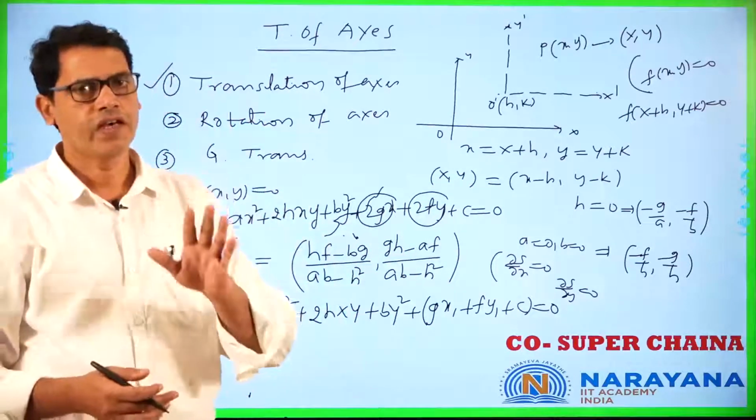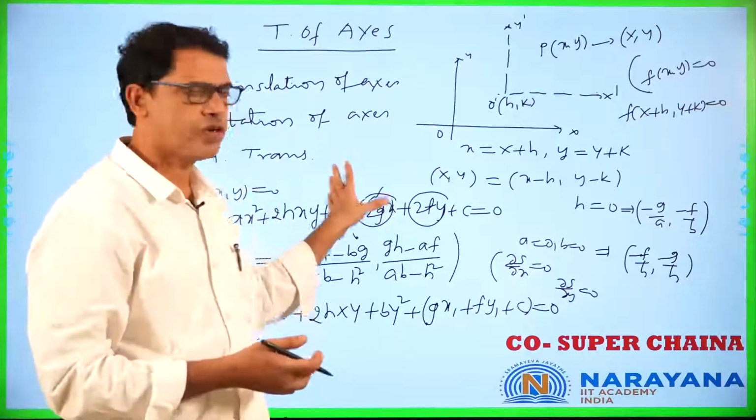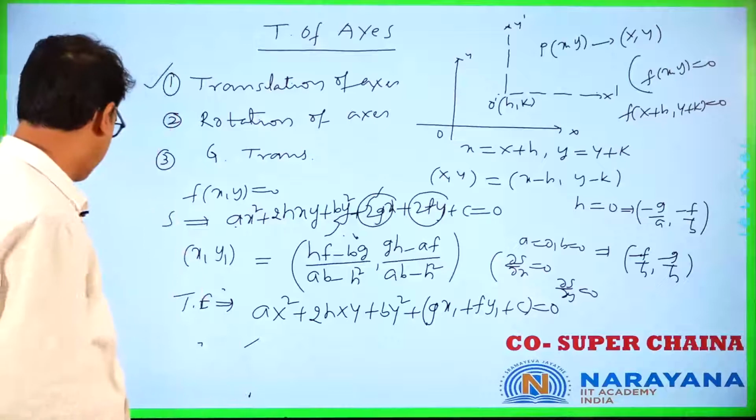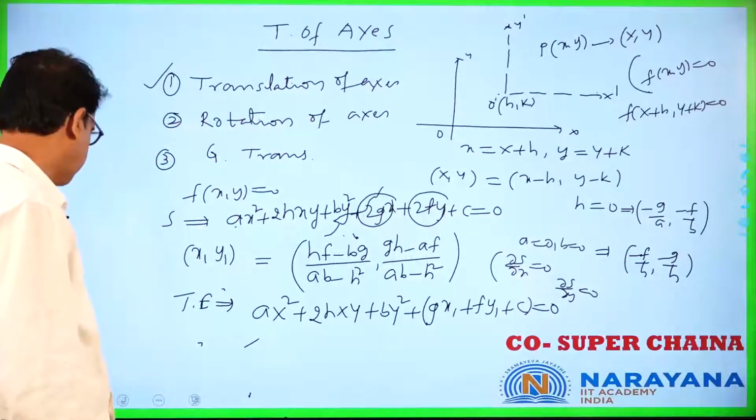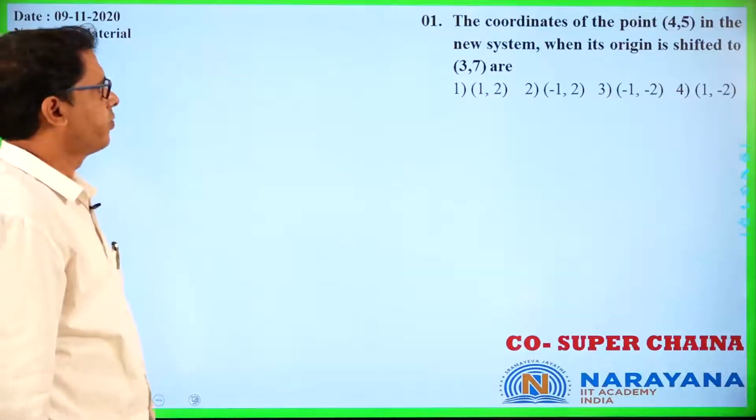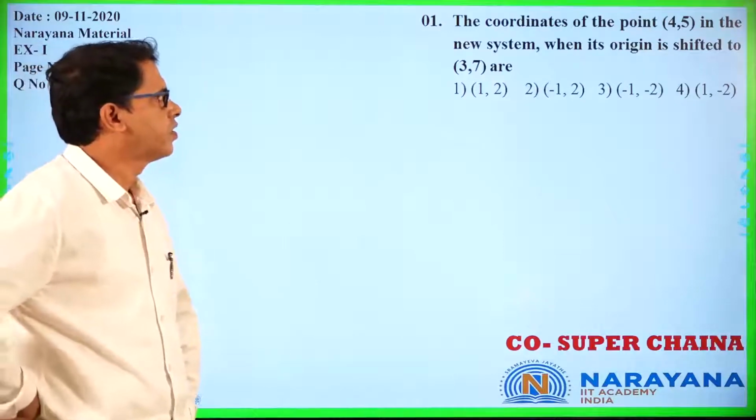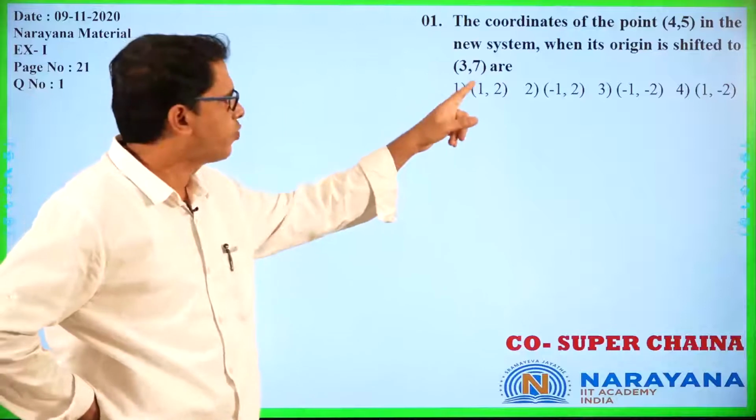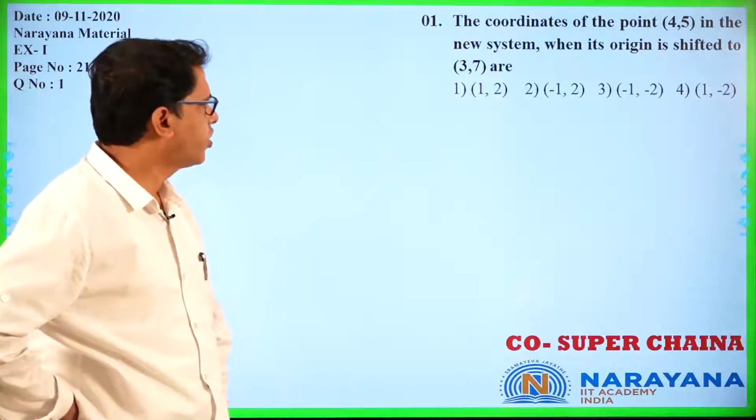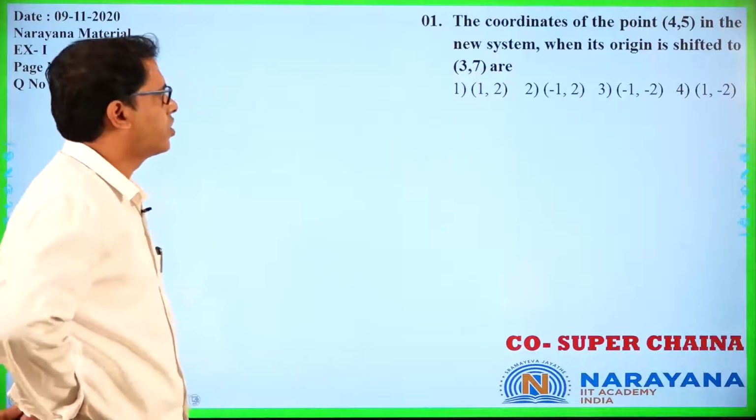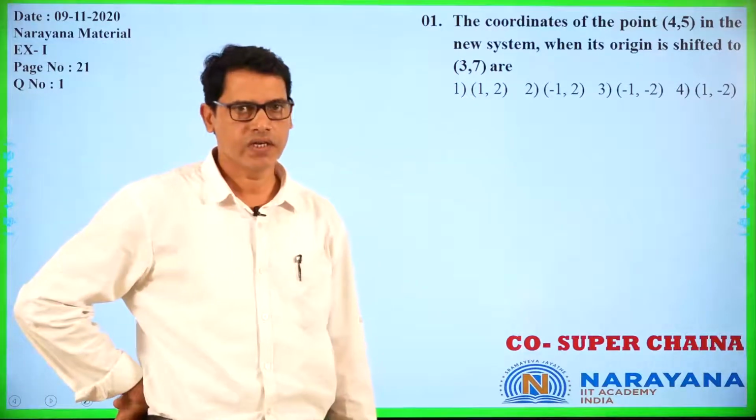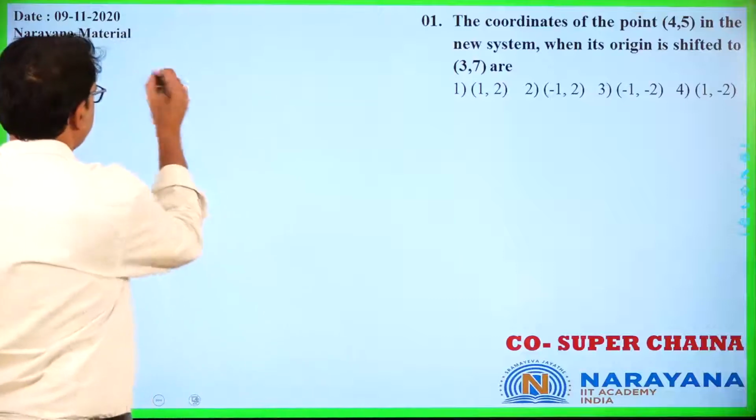Very, very simple problems, just application of these formulae. Yes? Okay. Question number 1. See, go through the question. The coordinates of the point 4, 5 in the new system when the origin is shifted to 3, 7.